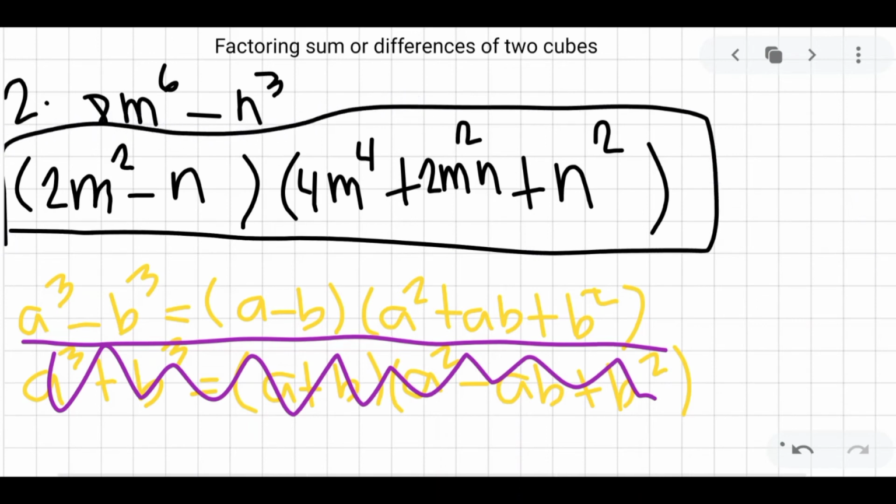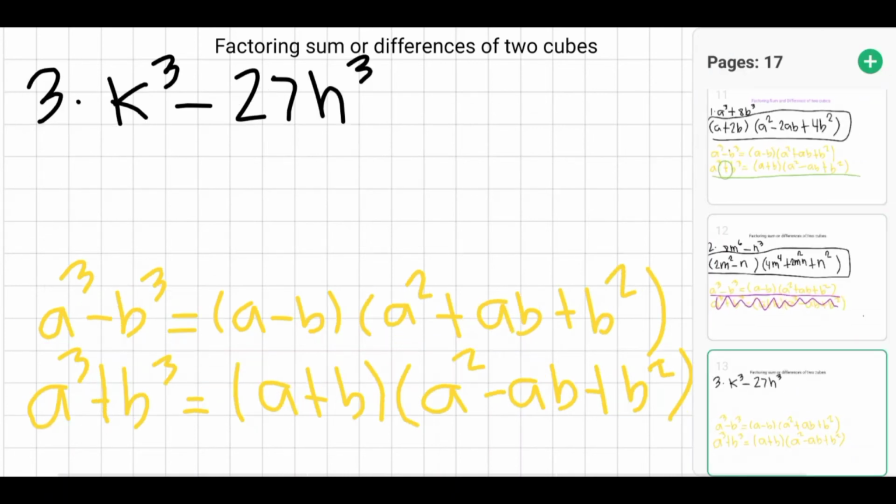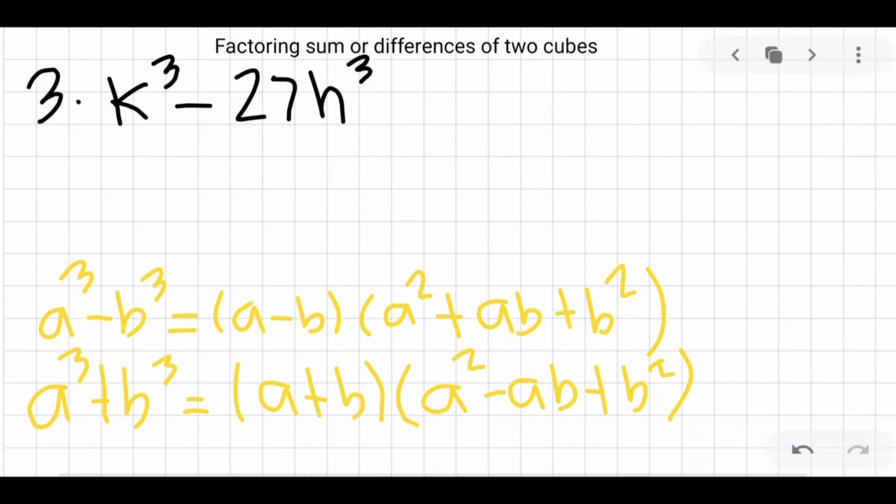Okay, so for our third equation, we have x cubed minus 27h cubed. So, let's check first if we can use sum or difference of two cubes. First, it must be two terms. All exponent ng mga variables natin must be divisible by 3. So, check, 27 is a perfect cube.